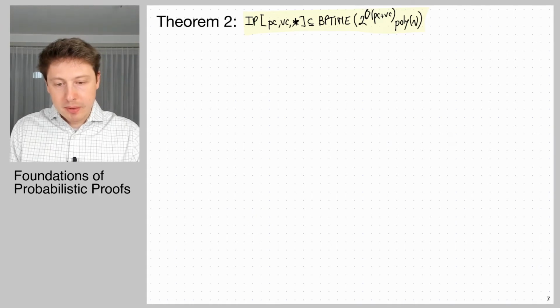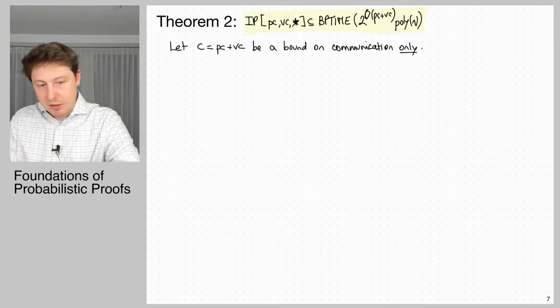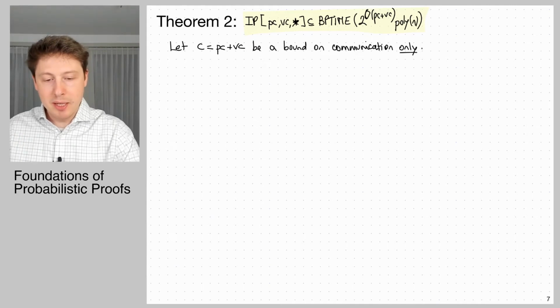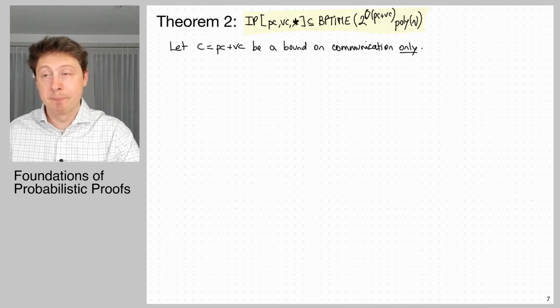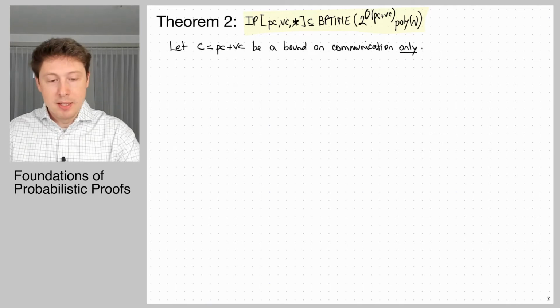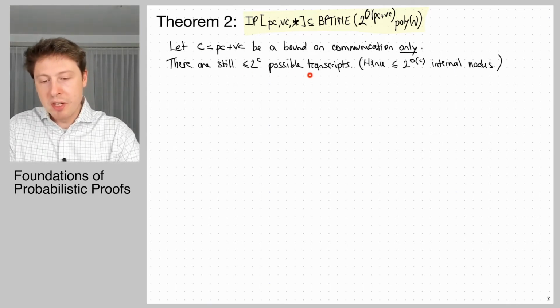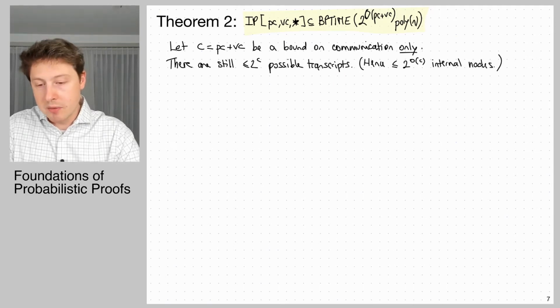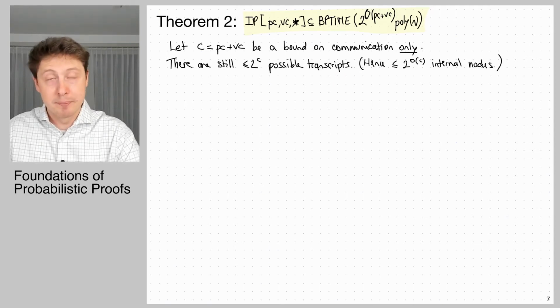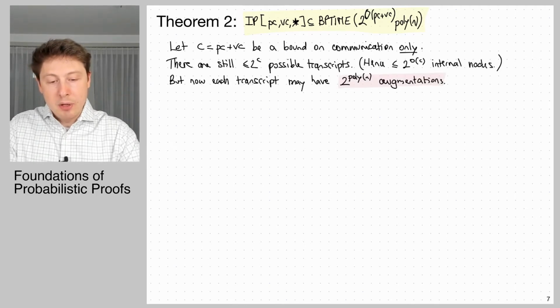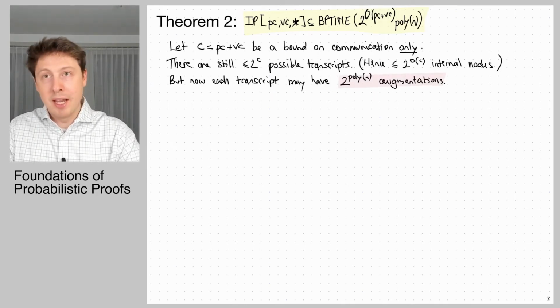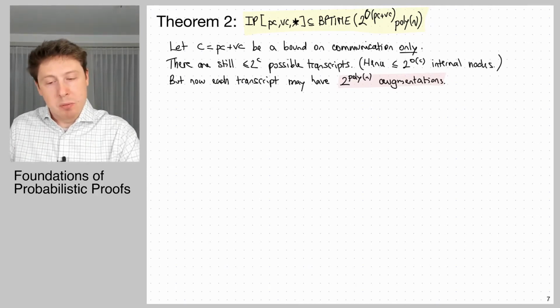So, for notational convenience, let's now call C a bound on communication only. In this case, there are still at most 2 to the C possible transcripts, and because of that, there are 2 to the order of C internal nodes in the tree. But now each transcript may have 2 to the poly n augmentations, because the randomness could be an arbitrary polynomial, and when you get to the bottom of the tree, there is a huge fan out, okay?